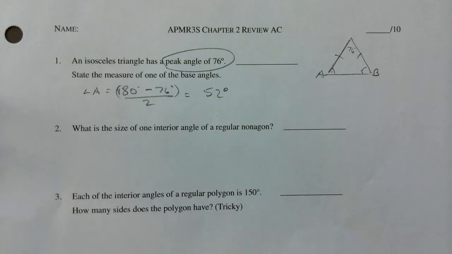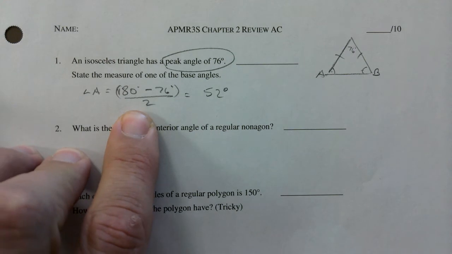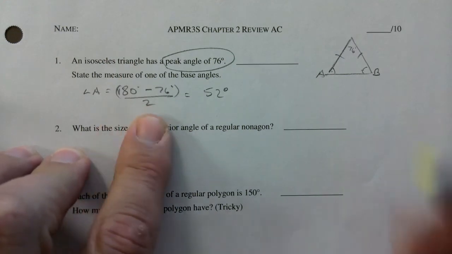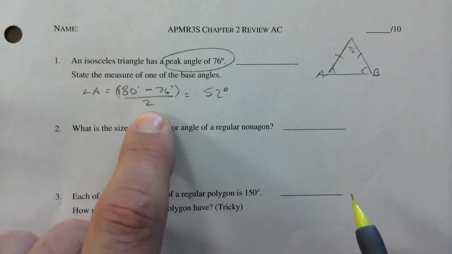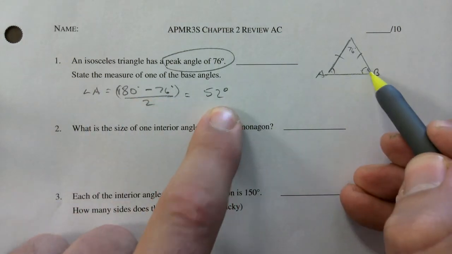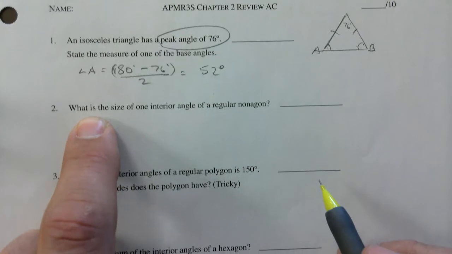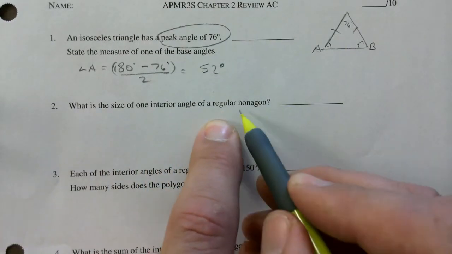Or you go 180 minus 76 minus, wait a minute. Yeah, it's good. Sorry, it's good. Scratch what I was saying. This is how you do it, right? The peak is 76, and then you just go minus 76, split that in half. So 52, 52. What is the size of one interior angle of a regular nonagon?